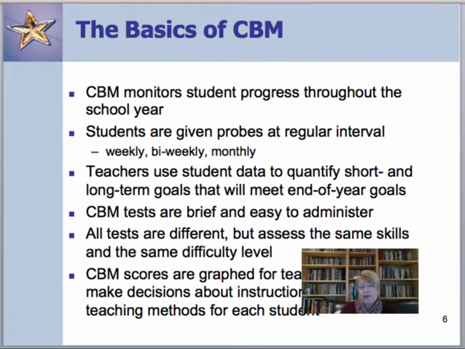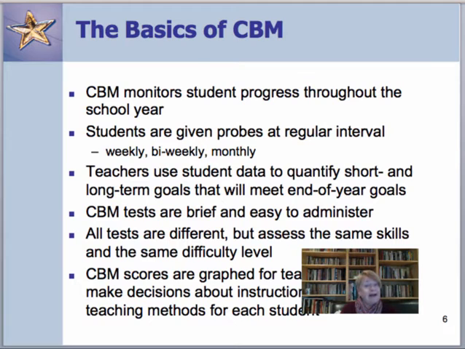All of the measures that you might develop would be different, but they assess the same skills at the same difficulty level. So, for example, on one probe that you create, you might have single-digit addition kinds of problems. On one probe, it might be 2 plus 5. On another probe, it might be 5 plus 3. They'll be different, but they're the same level.